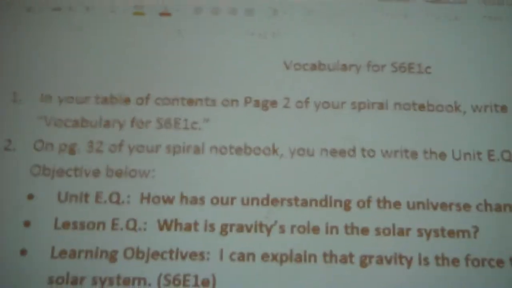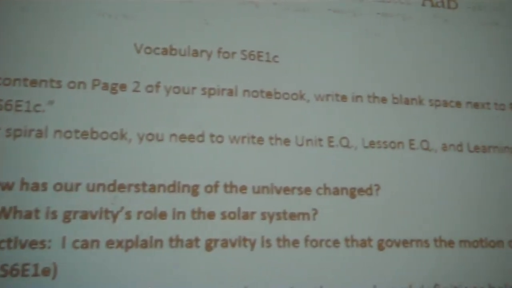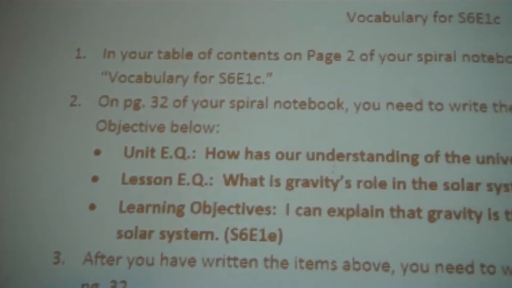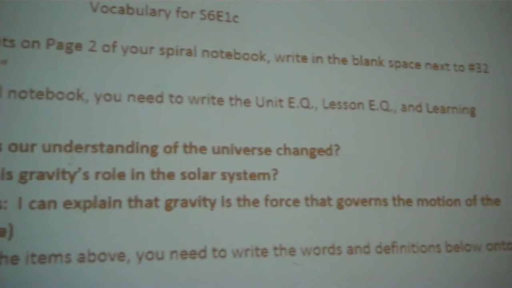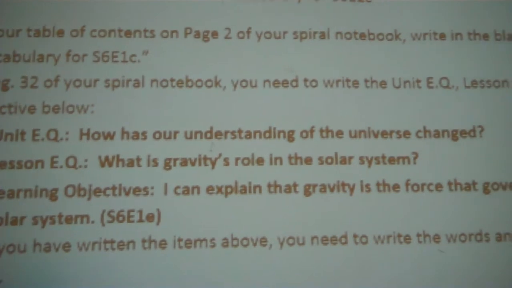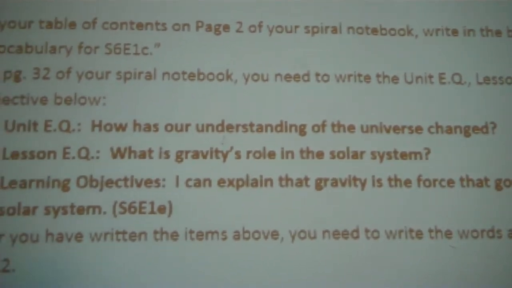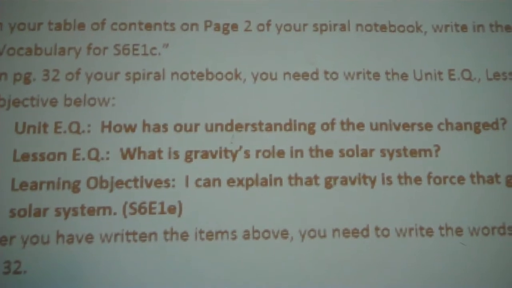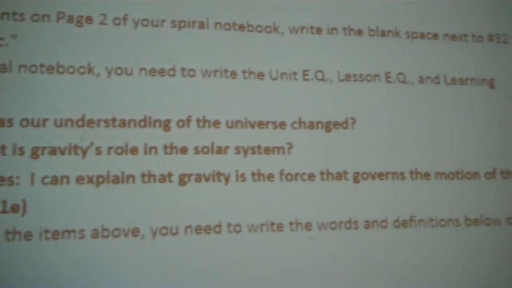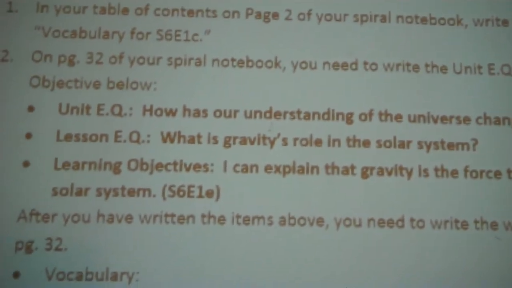So on page number 32, number 1 says, in your table of contents on page 2 of your spiral notebook, write in the blank space next to number 32, vocabulary for S6E1E. Then number 2, on page 32 of your spiral notebook, you need to write the unit EQ, lesson EQ, and learning objective below. So the unit EQ is still the same. How has our understanding of the universe changed? Our lesson EQ is what is gravity's role in the solar system, and our learning objective is I can explain that gravity is the force that governs the motion of the solar system, and that is S6E1E.